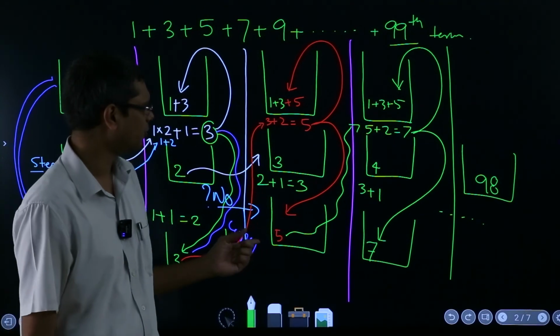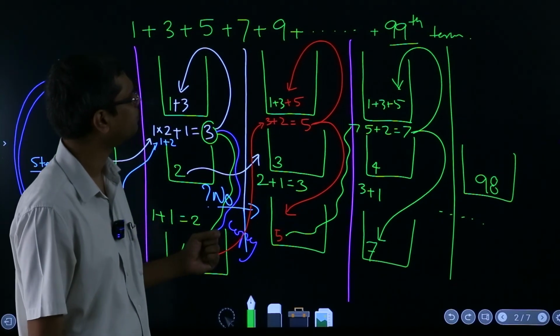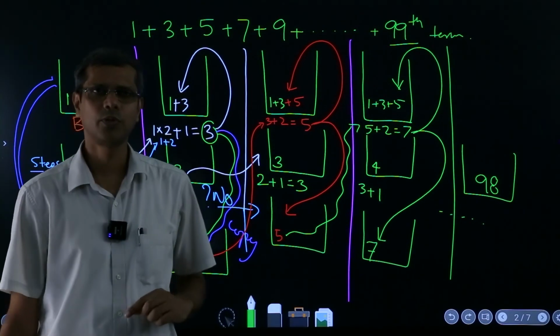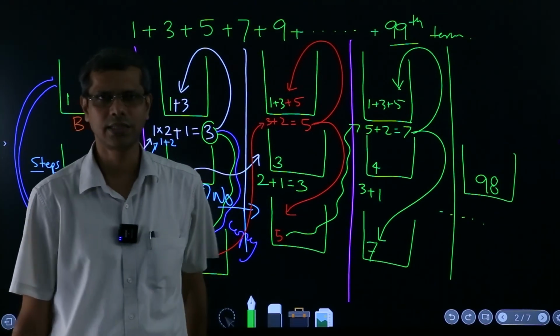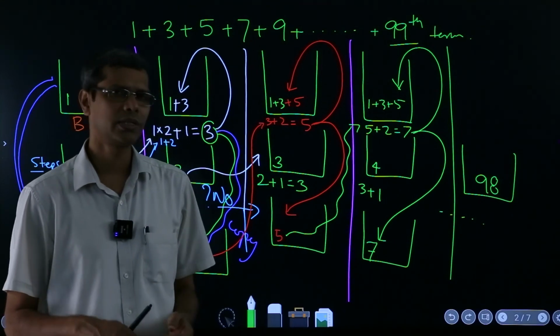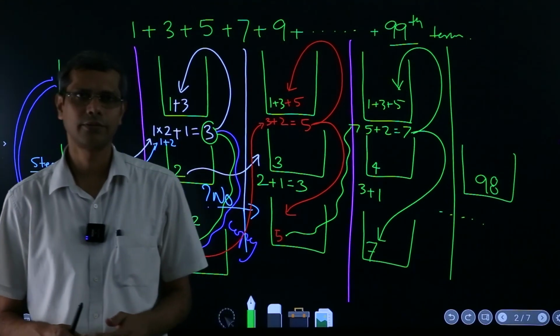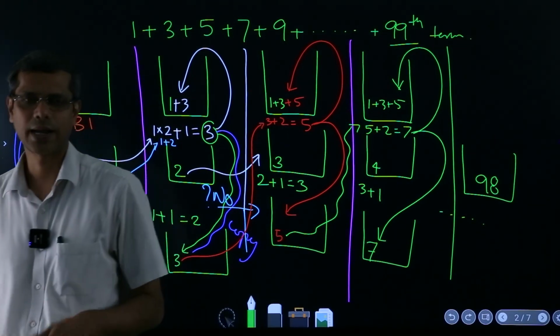We will stop for this segment here, and we will take up another problem: to find the greatest common factor, GCF, of two numbers by using the Euclidean algorithm. We will see the bucket method for that in the next segment.